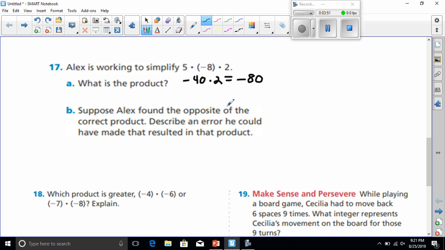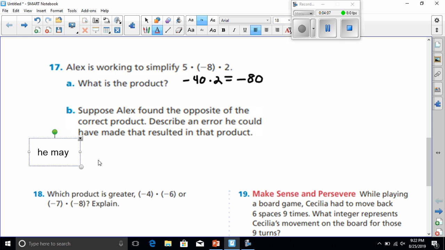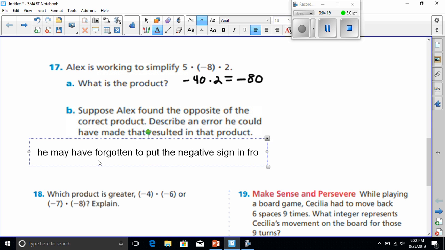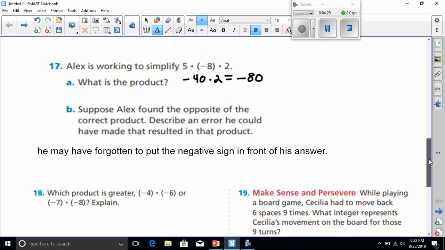So suppose Alex found the opposite of the correct product. Well, the opposite of -80 would be 80. Describe an error he could have made that resulted in it. Well, I'm going to go with he may have forgotten to put the negative sign in front of his answer. All right. That's the best I can come up with on that one.